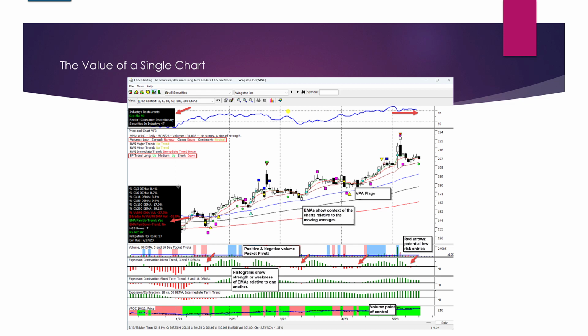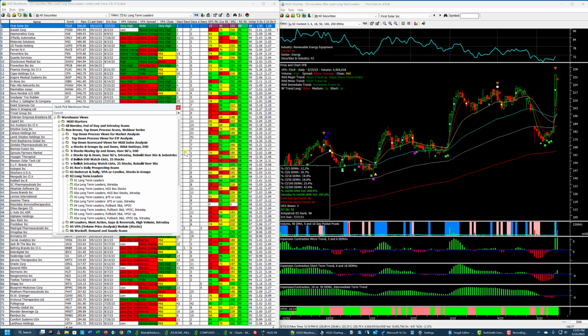Now I'm going to move into HGSI, and we'll take a look at some charts using this information. Now for this video, I'm going to use black charts because the colors show up a lot better on the background, especially down here on the moving average crossovers.